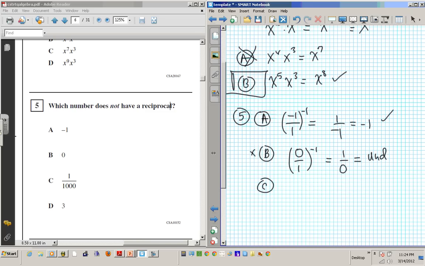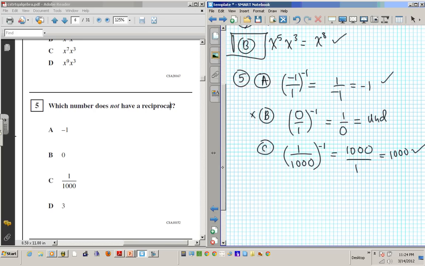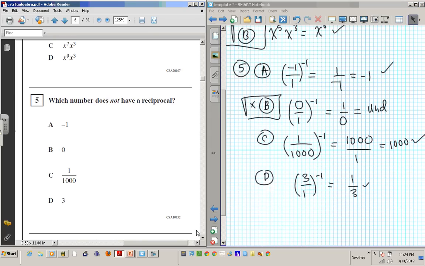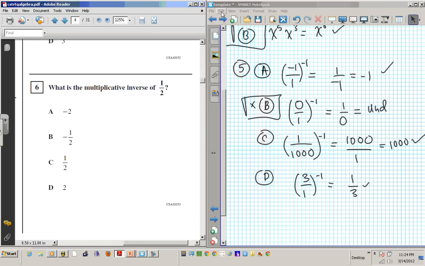Let's just go on and try C though. 1 over 1,000, if I reciprocate this, 1 goes to the bottom, and 1,000 comes to the top. So we're going to have 1,000 over 1, which is 1,000, which is perfectly fine. Alright? And then D, if we wanted to reciprocate 3, we just make it over 1, raise it to -1, and then when we flip it, it becomes 1/3, which is perfectly fine. So our answer for number 5 is B. Alright, moving along to number 6. It says, what is the multiplicative inverse of 1/2?